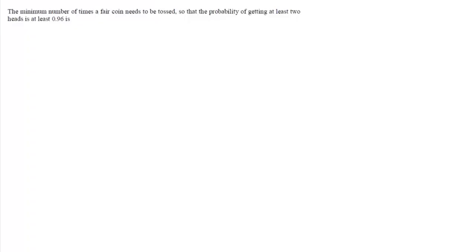Now the next one is the minimum number of times a fair coin needs to be tossed so that probability of getting at least 2 heads is at least 0.96. Now getting a heads is success. This probability is 1 by 2 and getting a tails is 1 by 2. And suppose n is number of times we are tossing this coin.